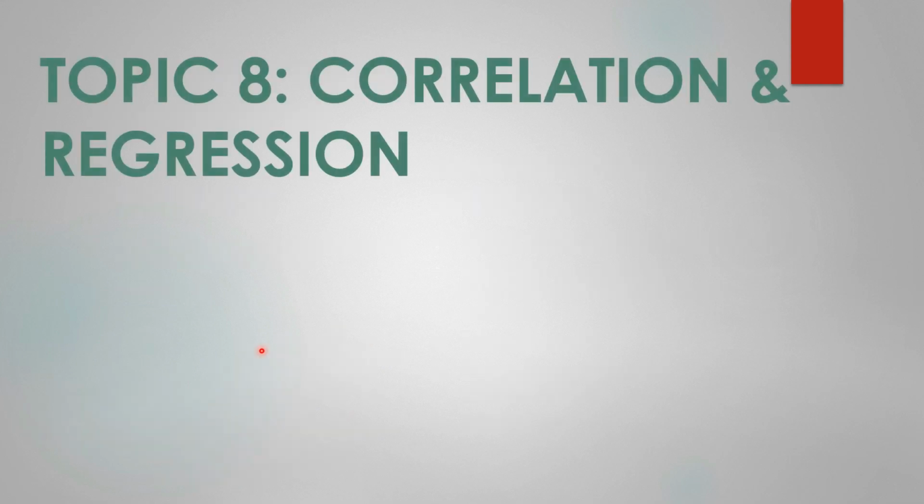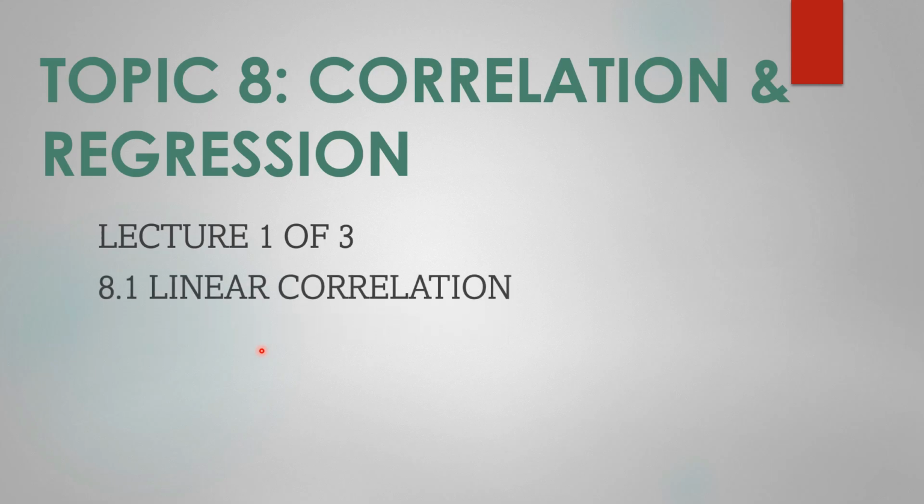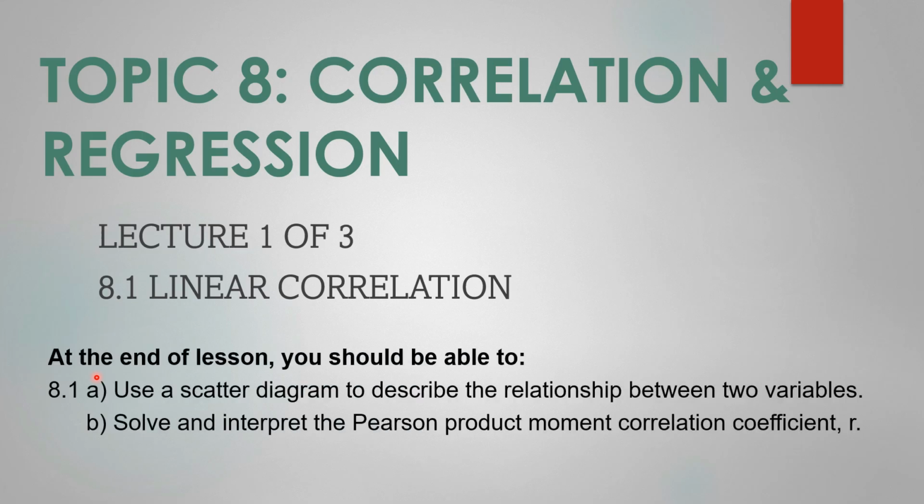Topic 8 Correlation and Regression. Lecture 1 of 3. Subtopic 8.1 Linear Correlation. At the end of the lesson, you should be able to: 8.1a, use a scatter diagram to describe the relationship between two variables. B, solve and interpret the Pearson product moment correlation coefficient, which is denoted by r.